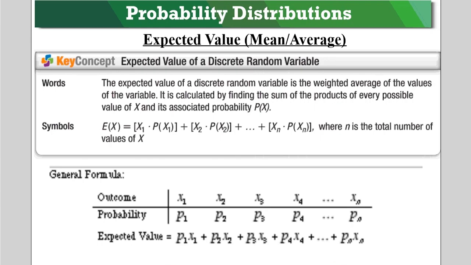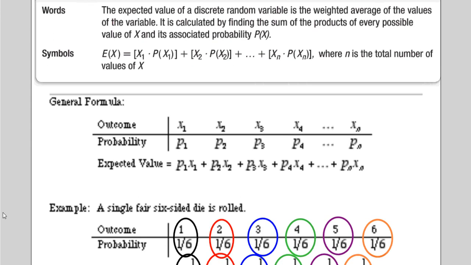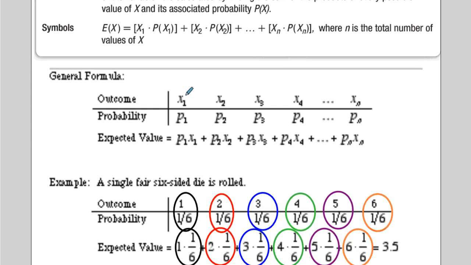Besides calling this an average, you'll also hear this called an expected value. Expected value is what we expect. It is the average. The expected value is the weighted average of all of the variables. And how do we find it? We just multiply by its probability. So if I have a table, I just take each of these and I multiply by its probability.